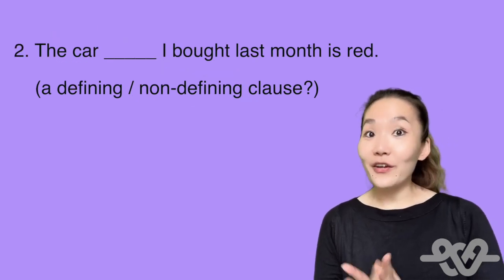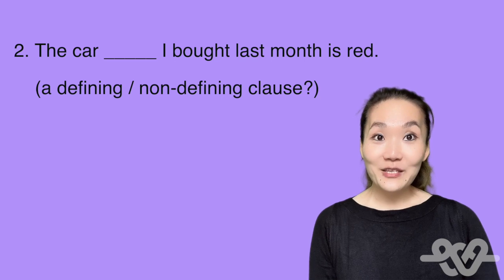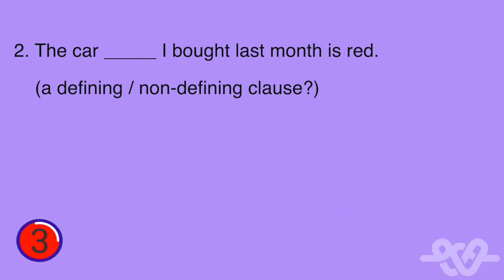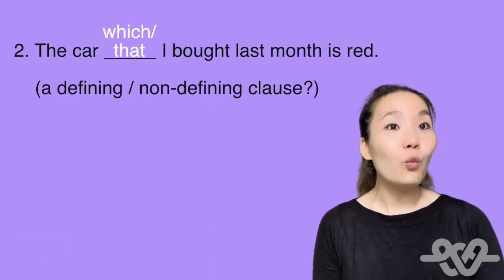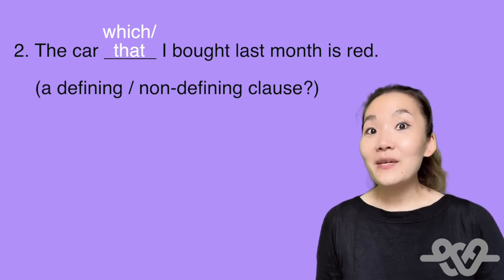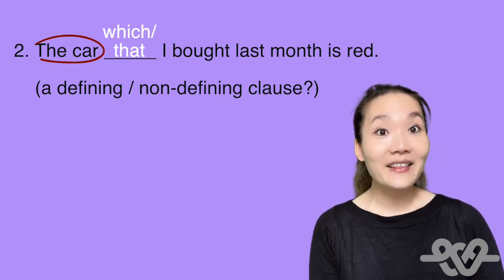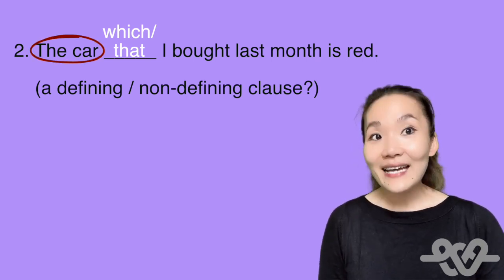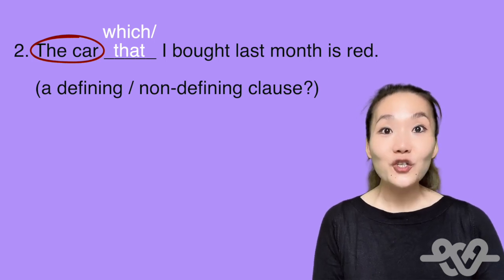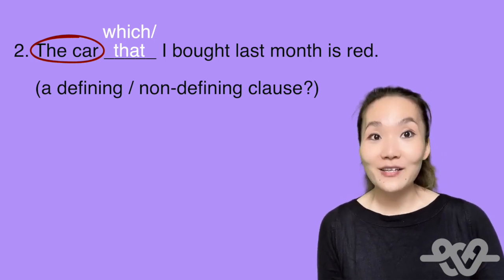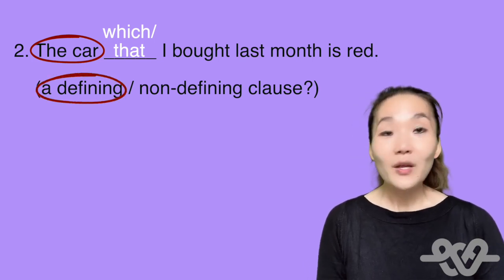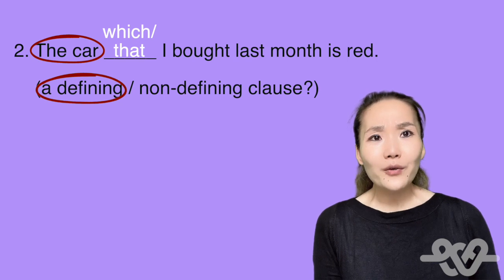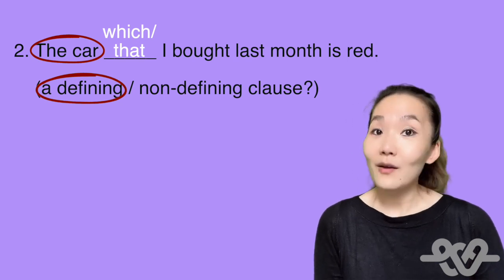Number 2, the car I bought last month, it's red. In this sentence, we should use the relative pronoun which or that because the subject car is a thing, not a person. In this case, the relative clause is essential to identify which car is being referred to. So this is a defining relative clause. Without this information, you might be wondering which car specifically I'm referring to.